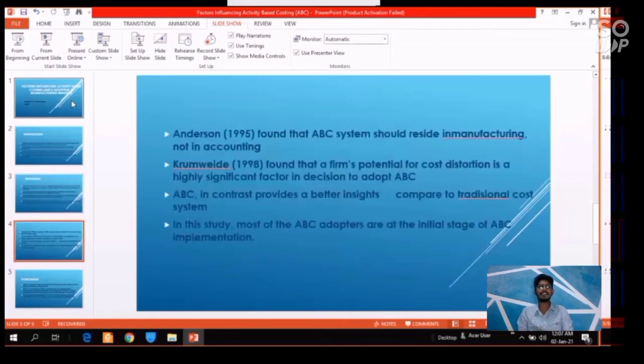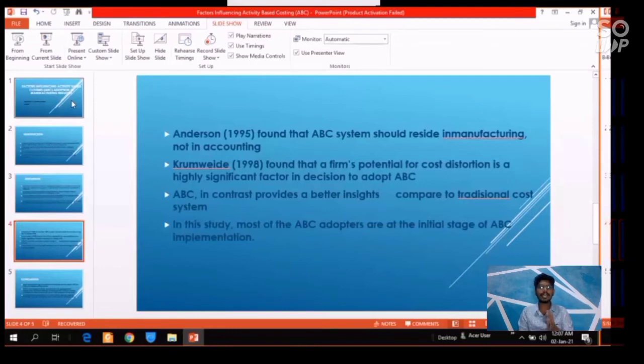In 1995, Anderson found that the ABC system should reside in manufacturing, not in accounting. She also found that knowledge of the production process is very important in ABC success. In 1989, Abdul Qasim's study found that manufacturing organizations in Malaysia place a great emphasis on financial management measures.